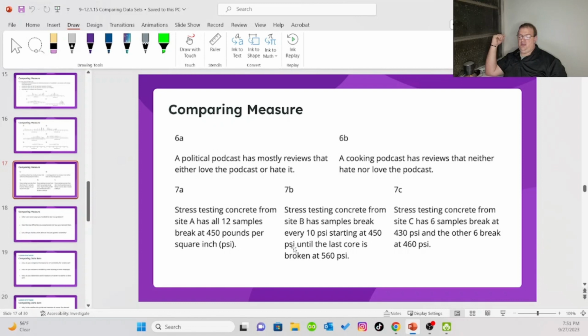Variability, my uniform in 7B is going to have the greatest variability. My C, where I have some at 430 and others at 460, is going to be next. And then my zero variability is going to be 7A. And all of these that are described as being symmetrical, so we would use mean and standard deviation to come up with these.